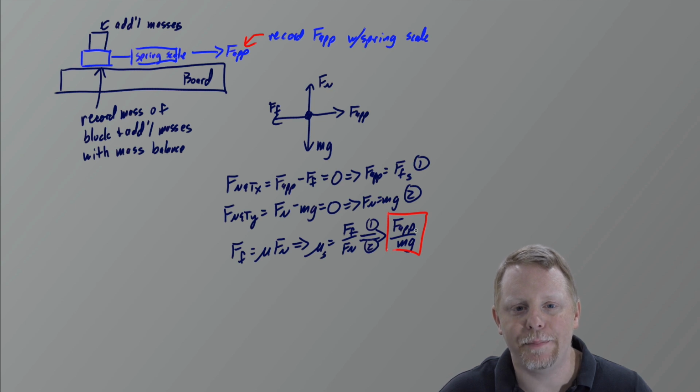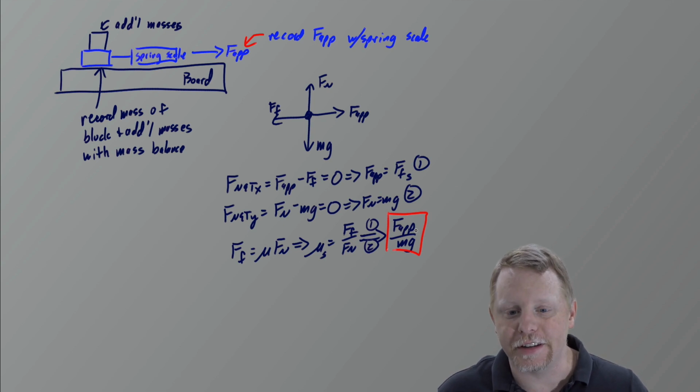Now, describe the procedure to reduce experimental uncertainty. Well, the way I would go about doing that: repeat the experiment with those various additional masses.